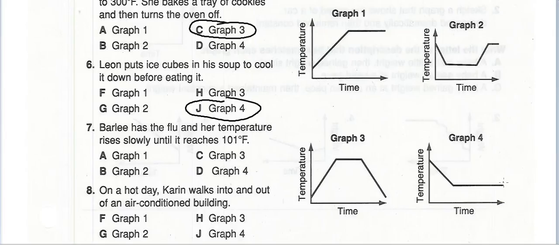The next 2, Barley has the flu and her temperature rises slowly until it reaches 101. So it rises slowly until it stays right at 101. So that would be graph number 1.